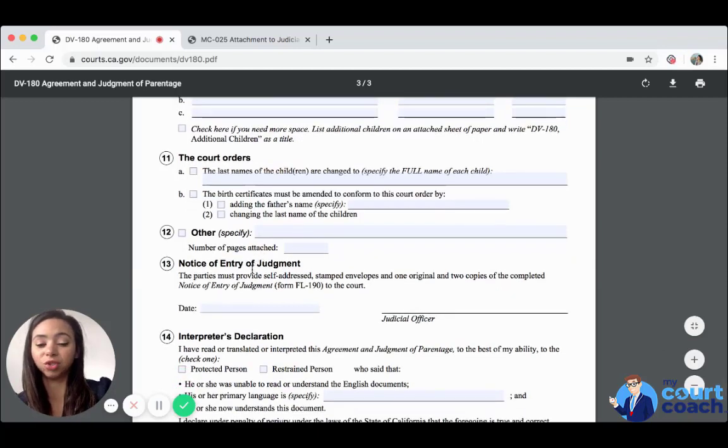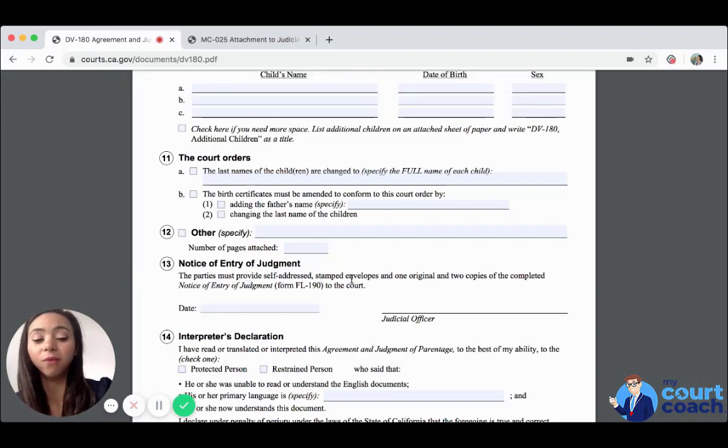And then the notice of entry of judgment. So the parties must provide self-addressed stamped envelopes and 1 original and 2 copies of the completed notice of entry of judgment. So it has the form FL-190, and you do need to complete this form and make sure that you do bring 2 self-addressed stamped envelopes. So 1 for the original and 2 copies of the notice of entry of judgment, and the 2 copies, one is going to go to you and one is going to go to the other party, and that's why you need 2 self-addressed stamped envelopes.